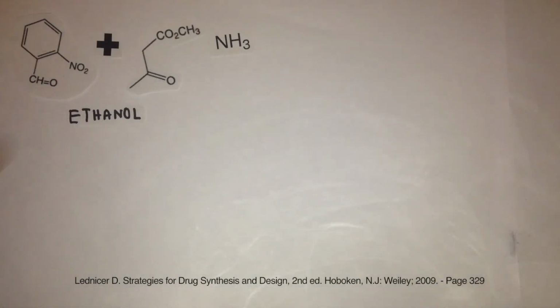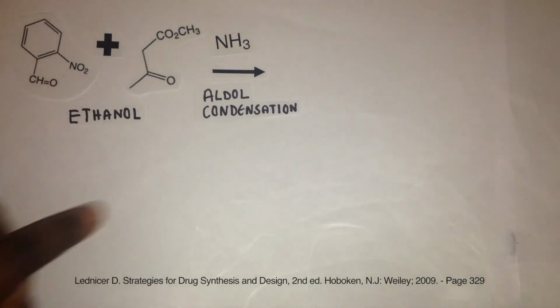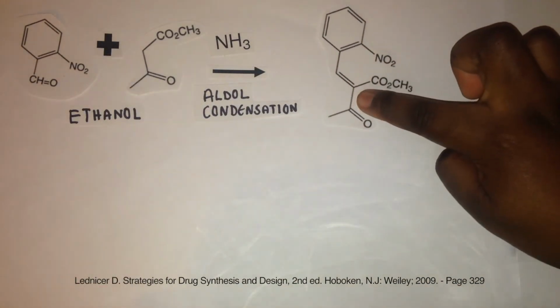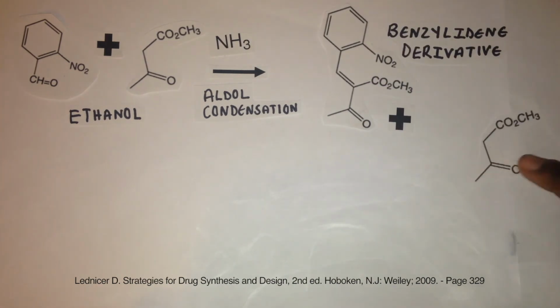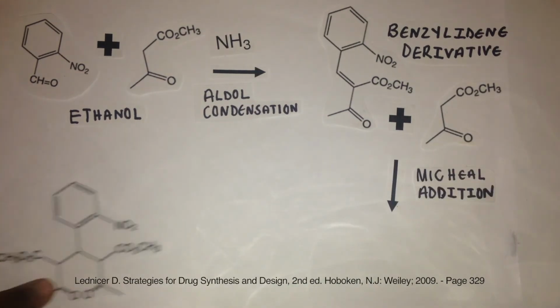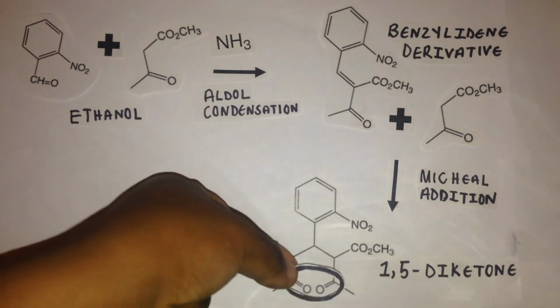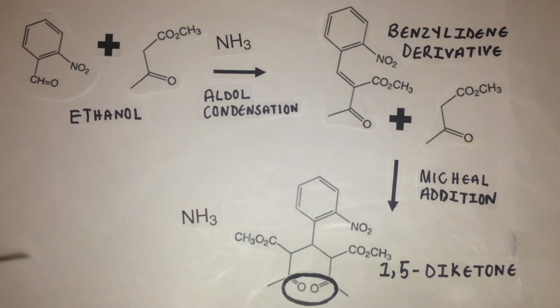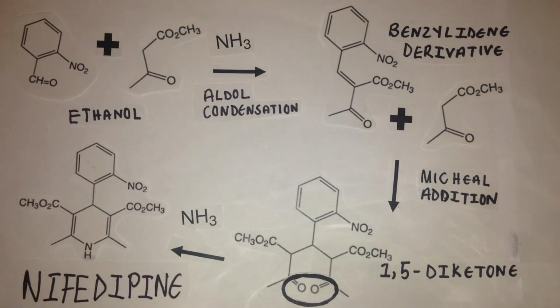The mixture is heated under reflux with ammonia, and an aldol condensation reaction takes place, forming a benzylidene derivative. When a second mole of ethyl acetoacetate is added, Michael addition occurs, and a 1,5-diketone compound is formed. A reaction of the 2 carbonyl groups with ammonia forms a dihydropyridine ring, and hence nifedipine is produced.